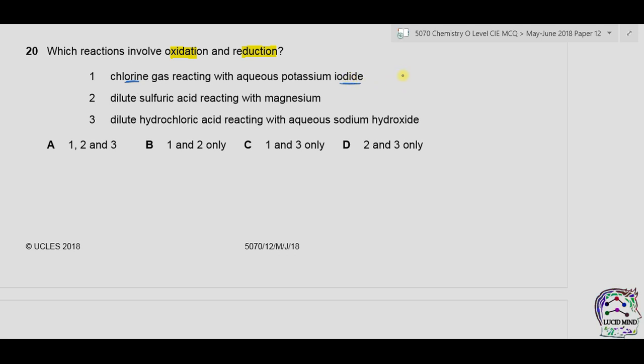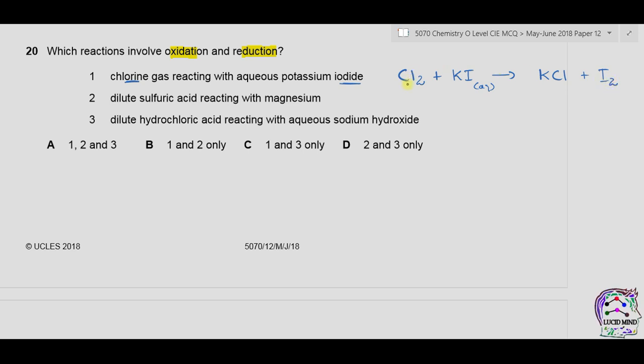The reaction will be like this. We have Cl2. It will react with potassium iodide, aqueous. Chlorine will displace iodide, so it will form potassium chloride along with iodine.